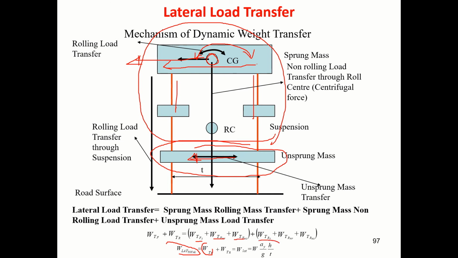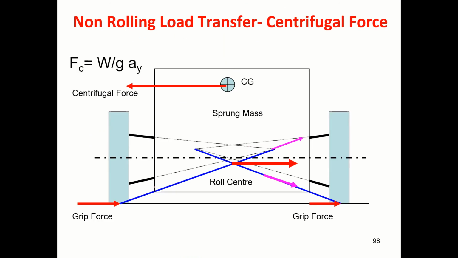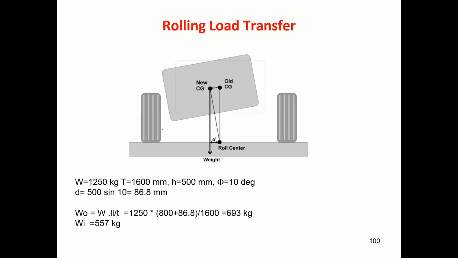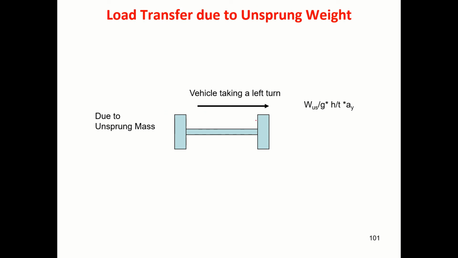So all this put together, the total load transfer will be W by G AY H by T. That is the lateral load transfer. I have further explained the mechanism, but I will be repeating this. The first is the centrifugal force, that is non-rolling load transfer, that we transfer through the roll center. Second one is rolling due to suspension. And third one is due to unsprung mass. That's how we sum them up, and that will be the total load transfer.